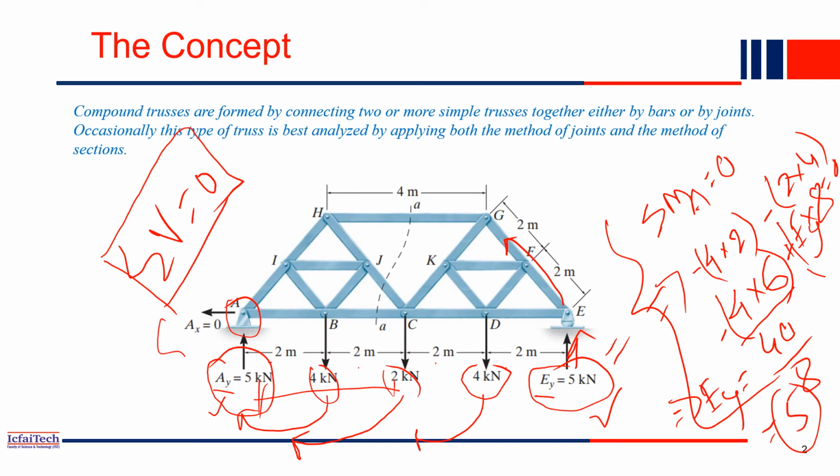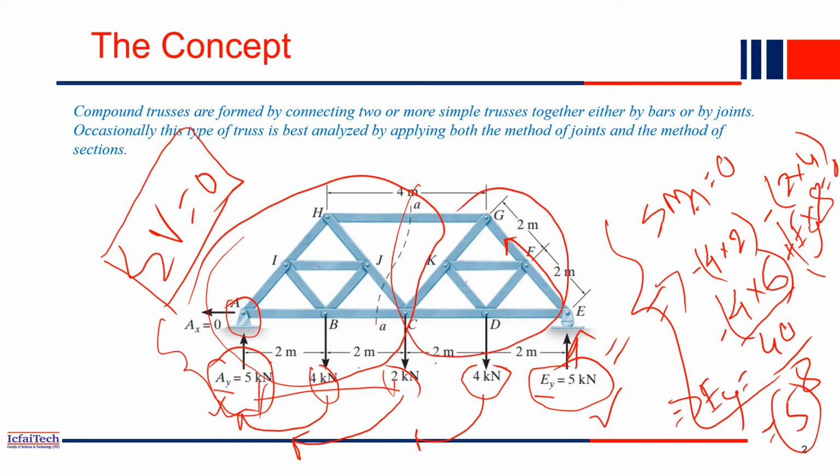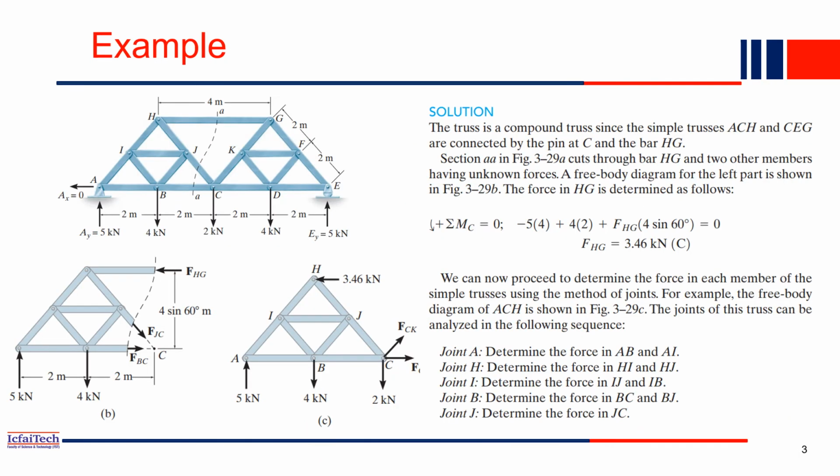So anyway, we have computed the support reaction. Now our main objective is to analyze this compound truss, which is composed of two simple trusses. Here I'll just demonstrate the principle, how exactly we'll solve the problem. We may not solve this problem directly, but we'll demonstrate how it can be done. As I said already, this truss is composed of two simple trusses. This is one truss, and this is another simple truss, which is connected through a point and a bar.